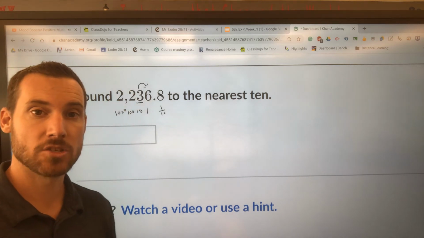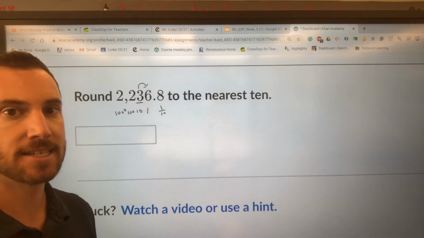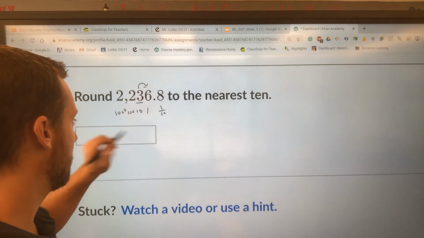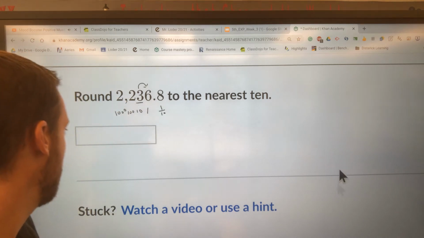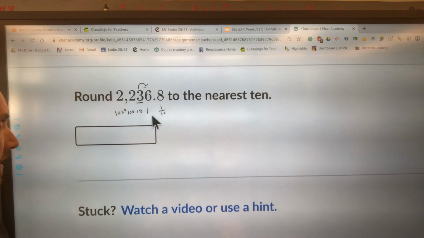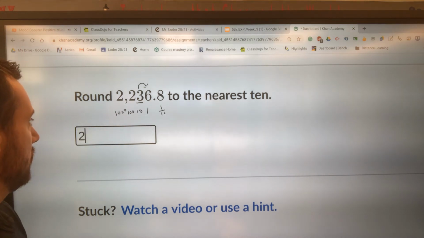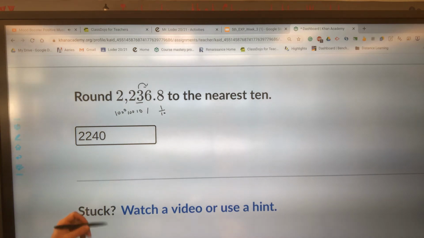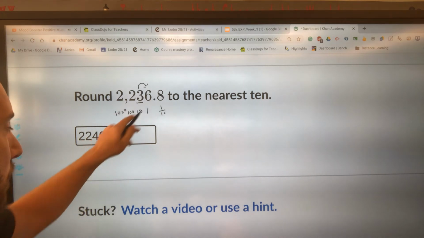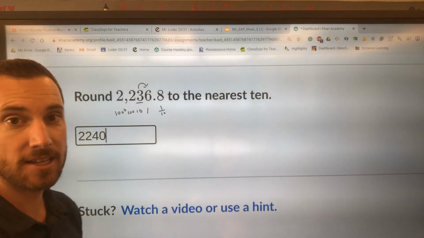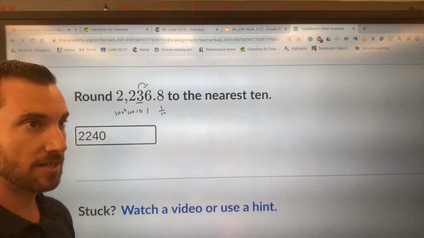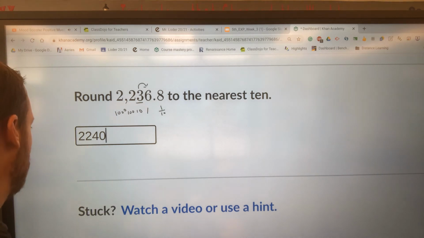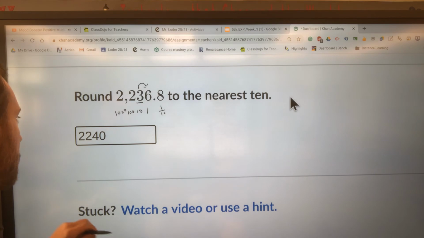5 or more, let it soar. 4 or less, let it rest. 6 is clearly more than 5, so we're going to let it soar. We're going to let 3 soar up to 4 and then eliminate everything to the right of that 3. So it becomes 2, 2, 4, 0. I could put a 0.0, but anything right of the decimal, when it's a 0, doesn't change the value. So 2,240 is our answer there.